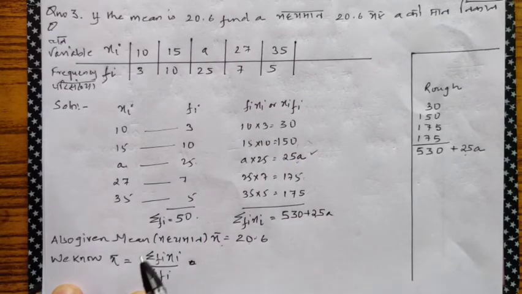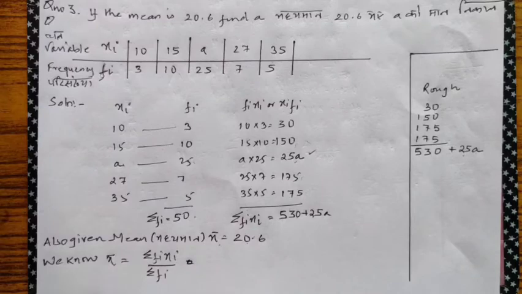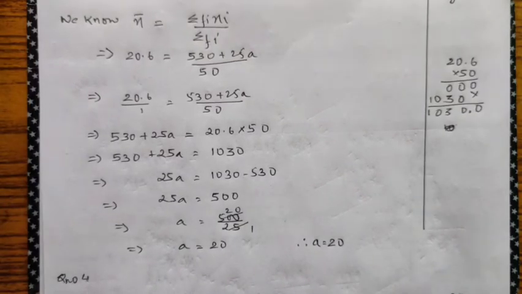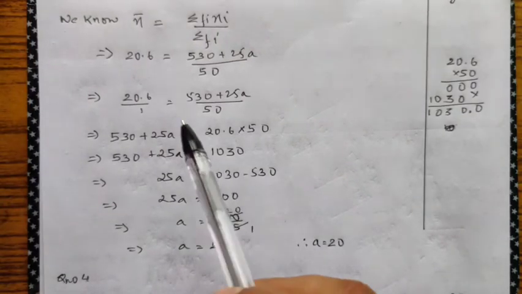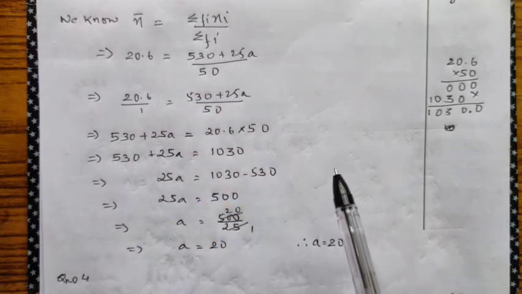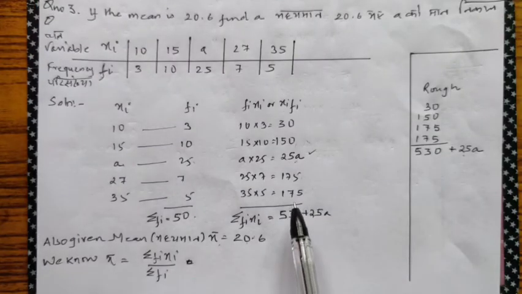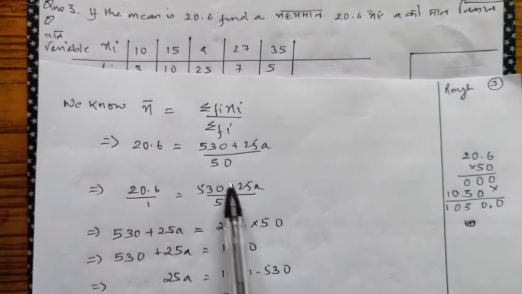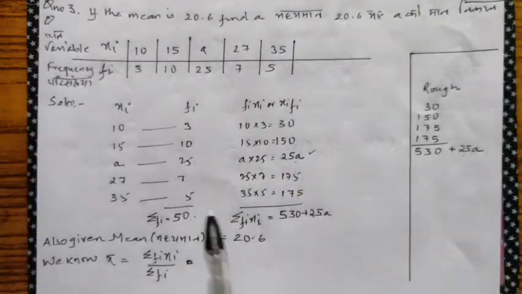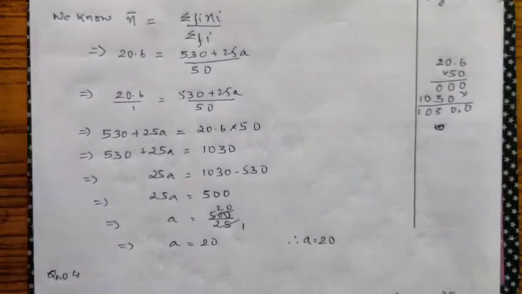Given. So we know x bar equals to, what's the formula? Summation fi xi by summation fi. Look here guys, this is the formula. Yes or no? So x bar or arithmetic mean is given to me, 20.6. Summation fi xi, how much have we got? 530 plus 25a. Summation fi is 50. Can you see I have that?